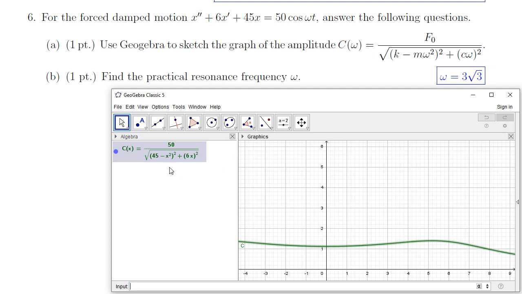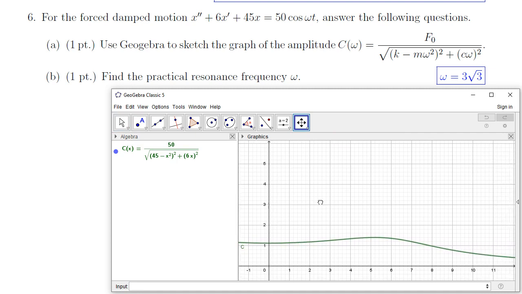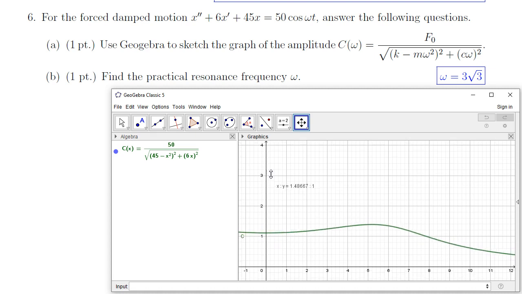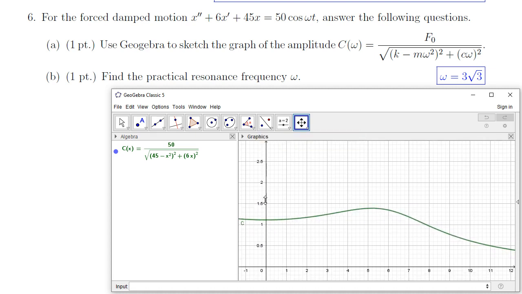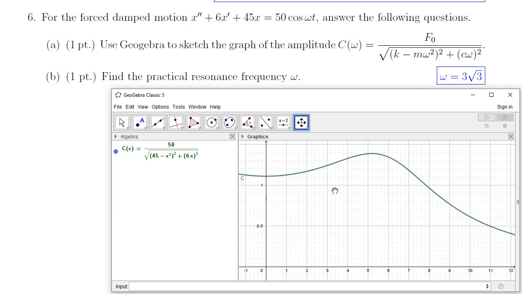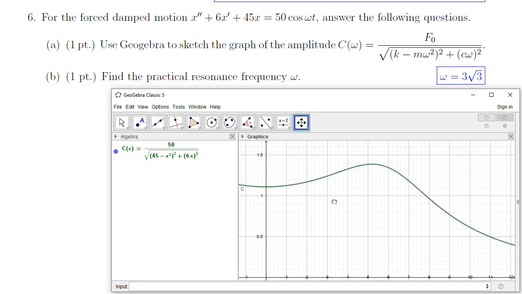So we have this picture of the amplitude function. I'm going to move it around a little bit so that we can see it a little bit better. Then maybe I might stretch it out so you can see the picture a little bit better, and maybe move it down like that.